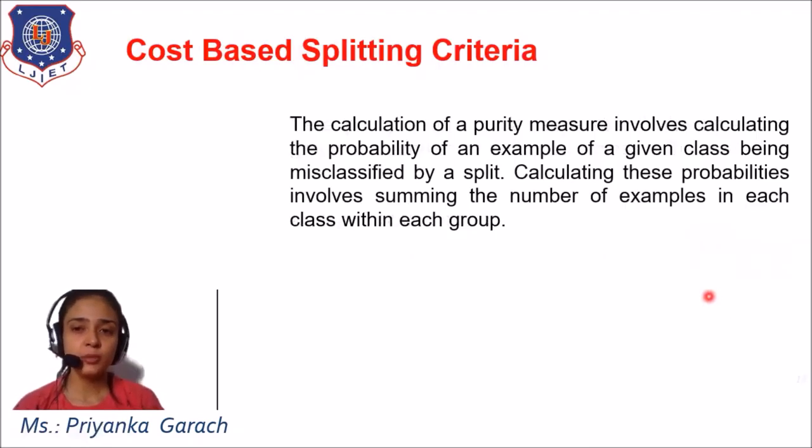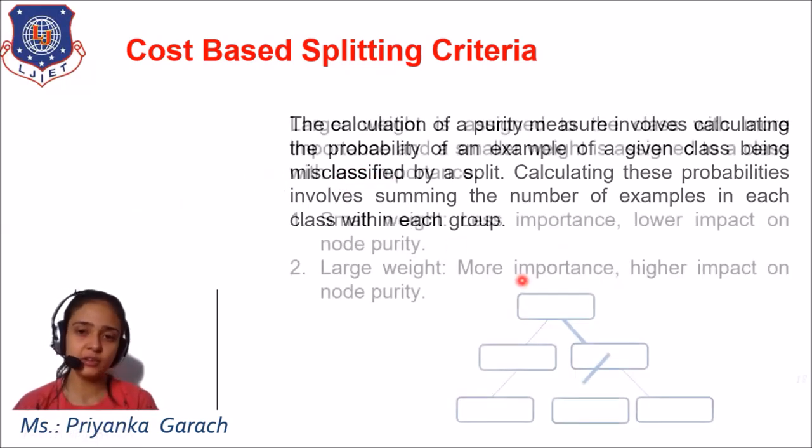The calculation of the purity measure involves calculating the probability of an example of a given class being misclassified by a split. So what will happen here is that if you select the wrong internal node as the root node or as a middle internal node, then it might be possible that you misclassify a split. Then the accuracy of the decision tree will decrease.